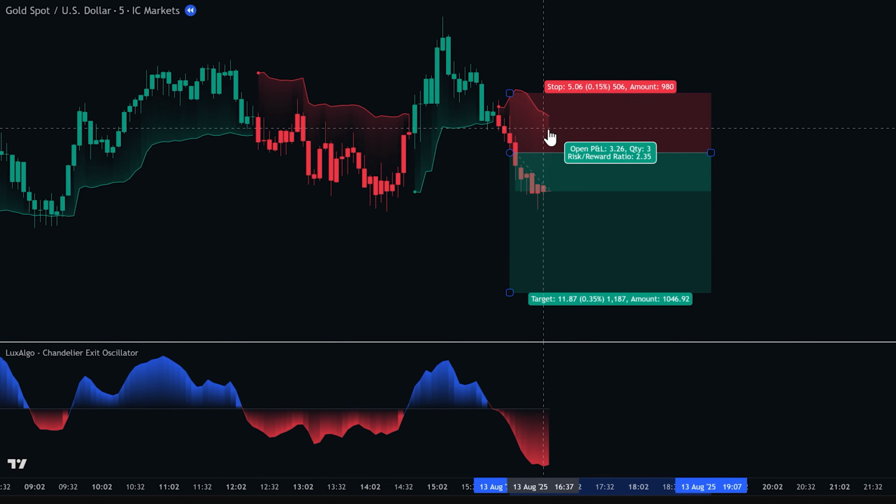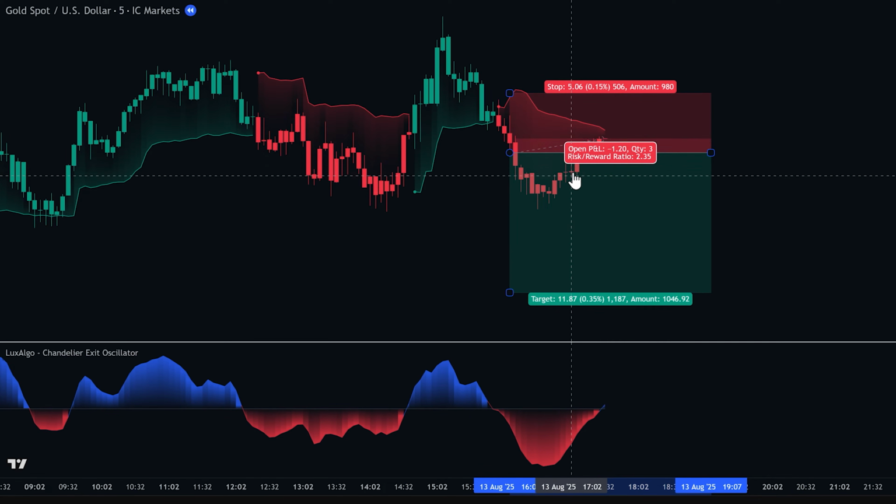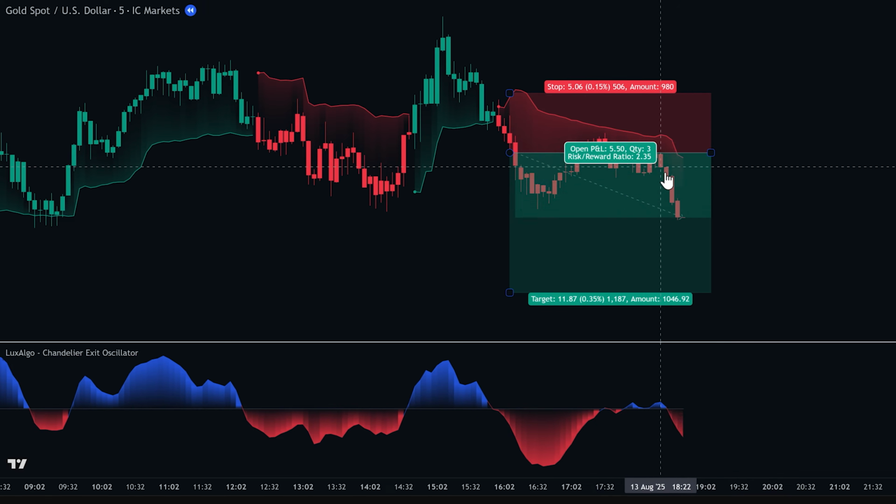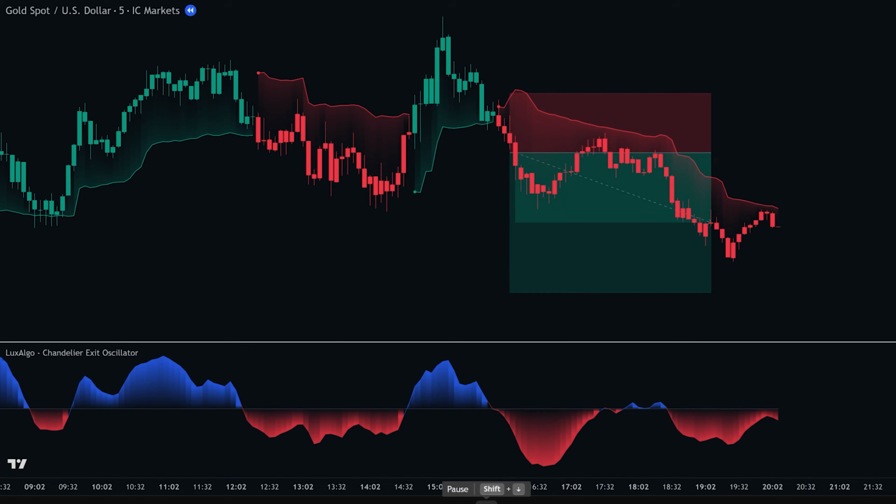In a short trade, you'll see a red line above price. That's your stop. As long as price remains below it, you hold the trade. If price closes above the line, you get out.